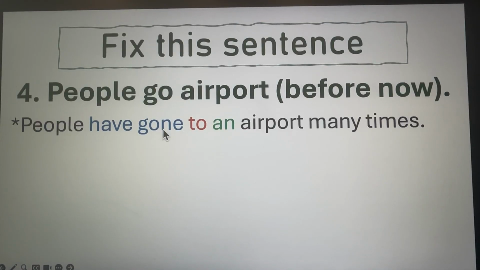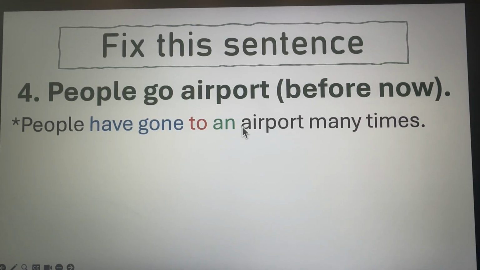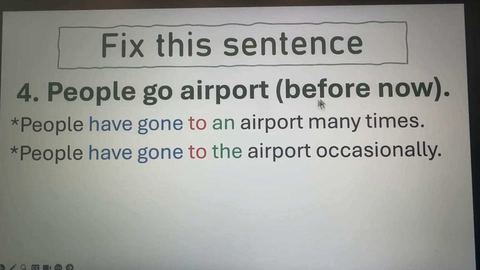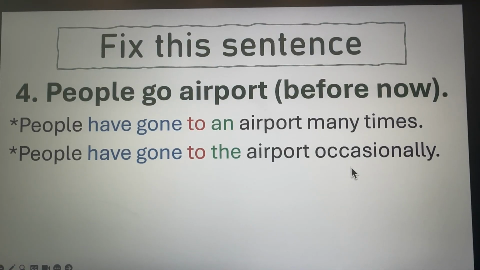People have gone has to match before now, many times in the past. Have gone, a direction, to an airport. This starts with a vowel, so I need an airport, many times. Again, I could use one in front of it, but I do not have to. I can just say people, again, have gone before now, to the, I have to say the because that's a vowel, the airport, occasionally. People have gone to the airport occasionally.